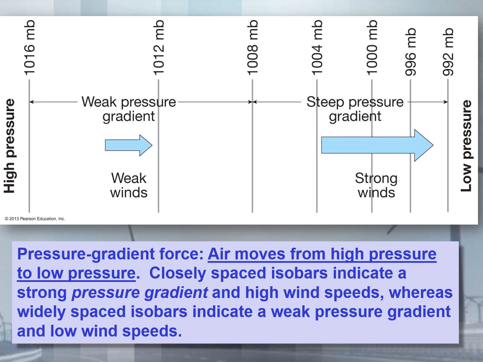Okay, so pressure gradient force. Air moves from high pressure to low pressure, we know that. Closely spaced isobars indicate a strong pressure gradient, meaning you have a larger change over a shorter distance and therefore stronger winds, higher wind speeds. Whereas the widely spaced isobars indicate a more weak pressure gradient and lower wind speeds, perhaps just a gentle breeze.